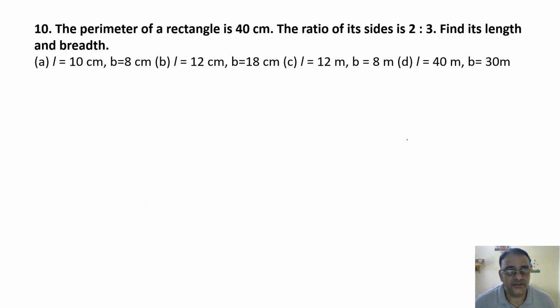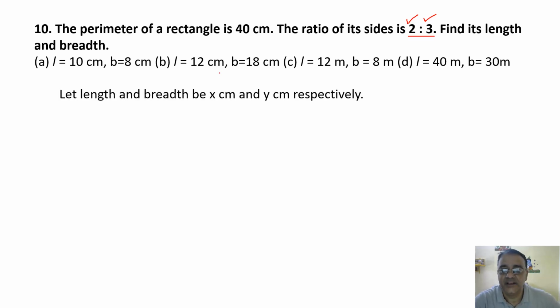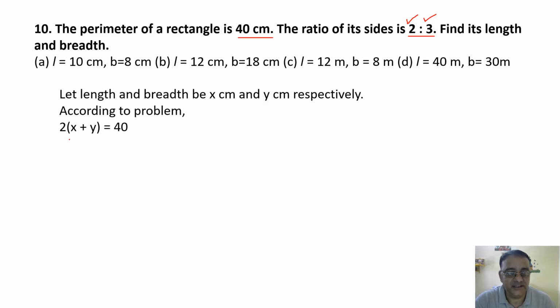Now the next question, question number 10. The perimeter of a rectangle is 40 centimeter. The ratio of its side is 2:3. So ये breadth के लिए और ये length के लिए, ठीक है? Find its length and breadth. So let the length be x centimeter and the breadth is y centimeter. तो perimeter दिया हुआ है 40 centimeter and the formula for perimeter is 2 into (x plus y), that is 2 into (length plus breadth), and that is equals to 40, right? And where we are getting 2x plus 2y is equals to 40.